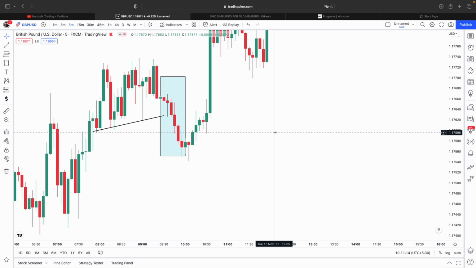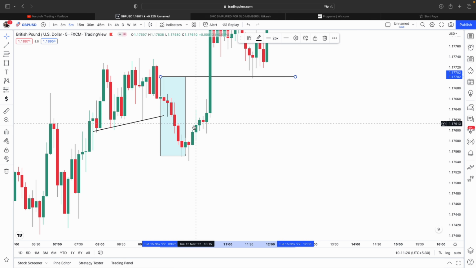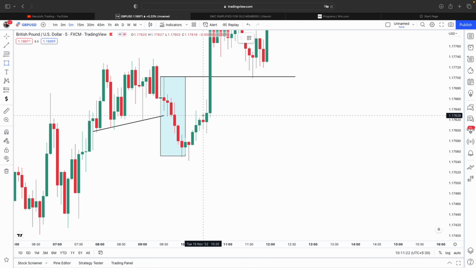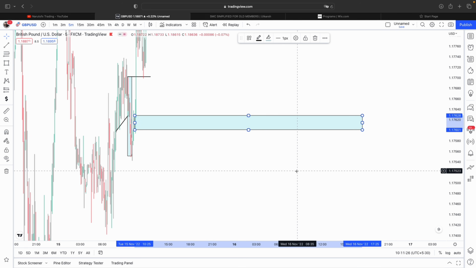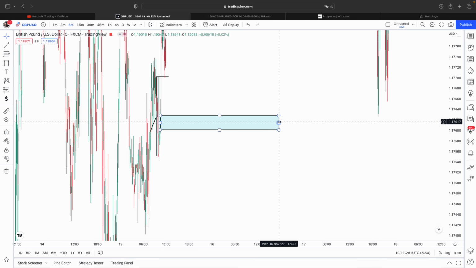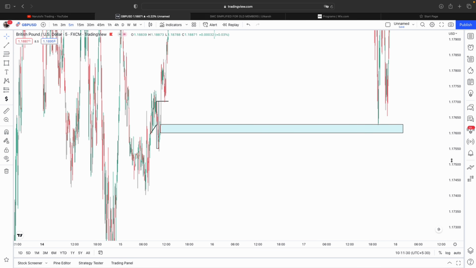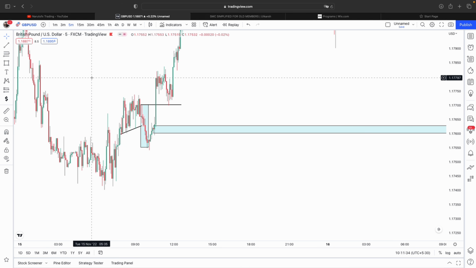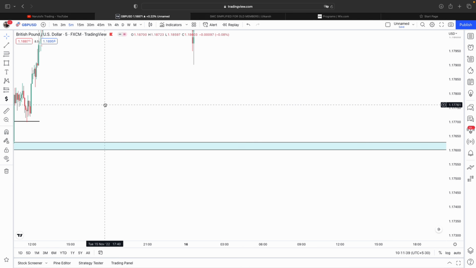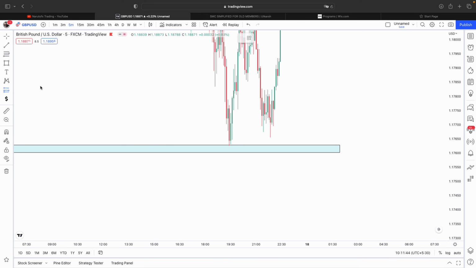Now we need to mark the candle which broke this zone. As we can see, this is the candle which broke this zone. We will only mark this zone. And now we can see how precise this is, and very easy without looking at multiple time frames and confusing yourself. So this is how you mark a perfect order block without even looking at other time frames.